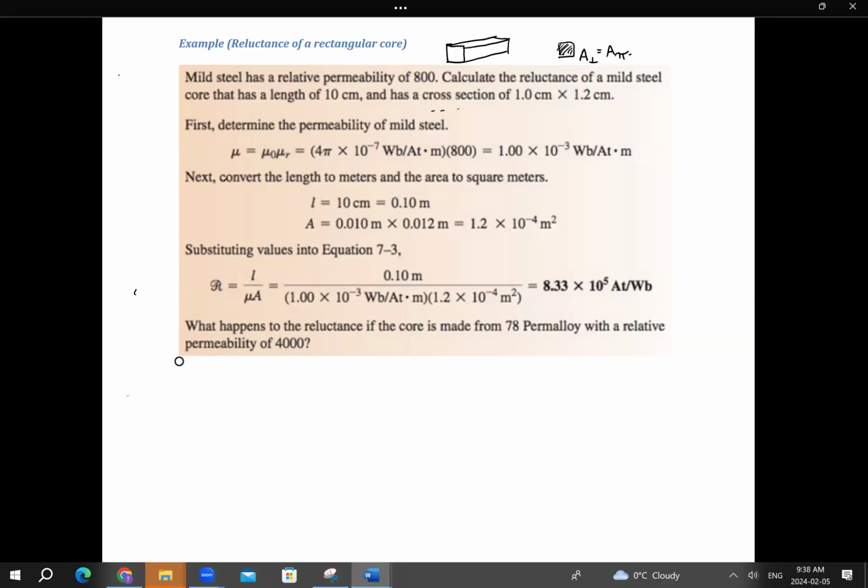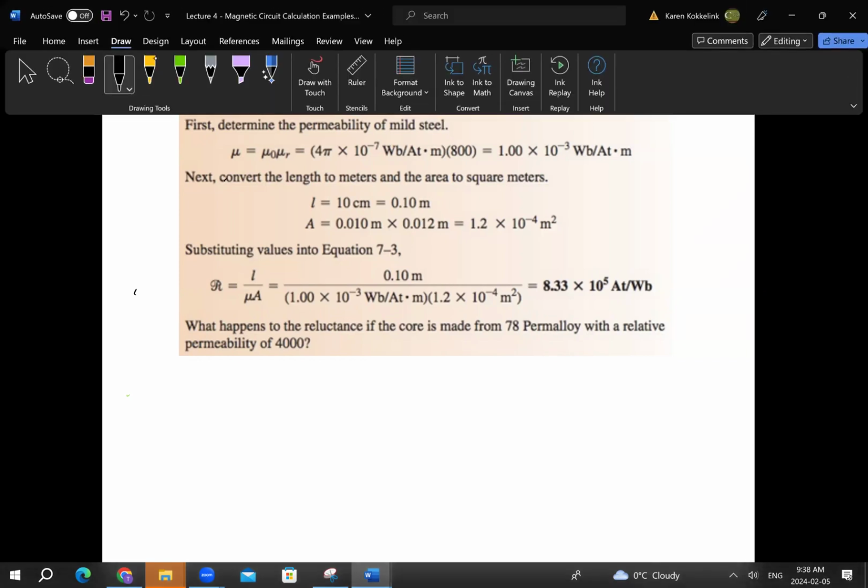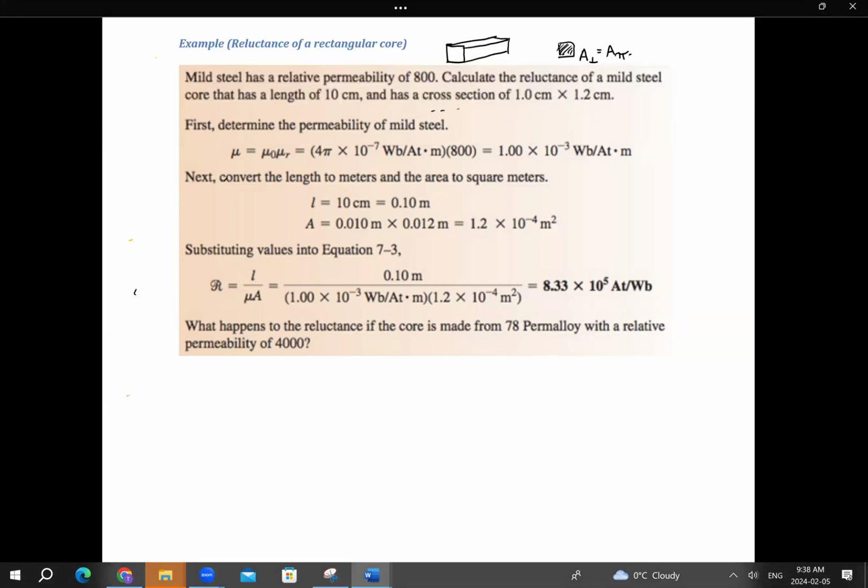So here, mild steel has a relative permeability of 800. So let's look at what is given in the question first. We have a few things given to us. We have relative permeability, and I like to write down what is known. We know relative permeability is 800. Relative permeability does not have units. I don't expect it to be. It is a ratio of the permeability of this mild steel to that of free space. So it has no units.